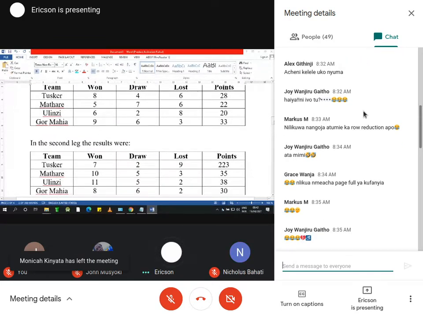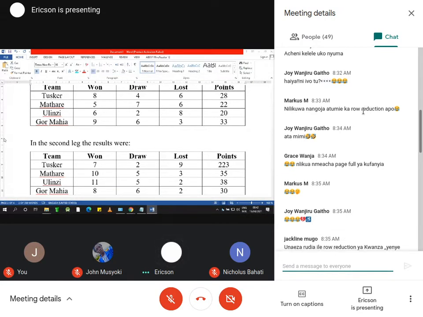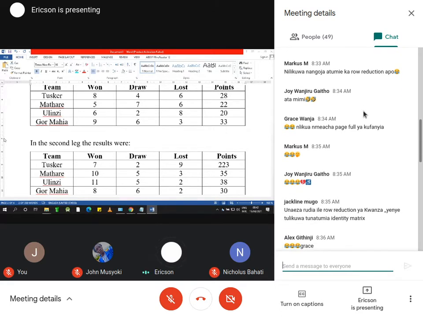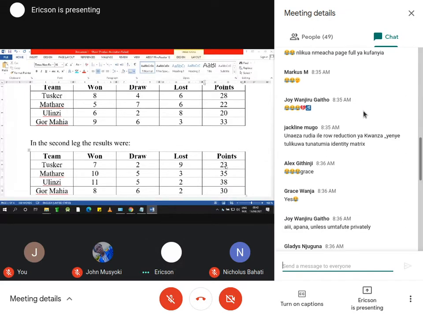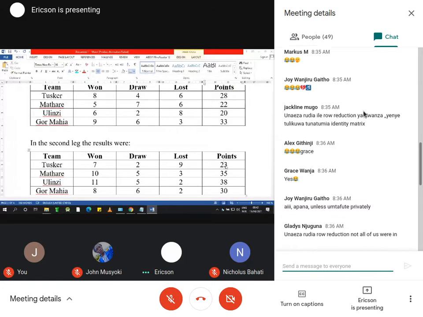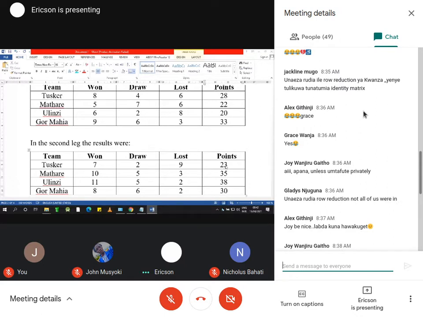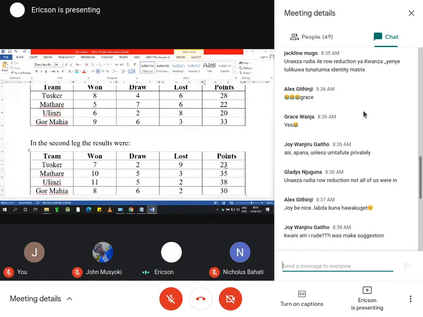The second leg, the results match. You have the teams, they are the same teams, but the results they have changed. You have the win, the draw, the losses, and the points. This should be 20. Let me correct this part. This is 23, first 23. Like that. Then you can do the calculation.